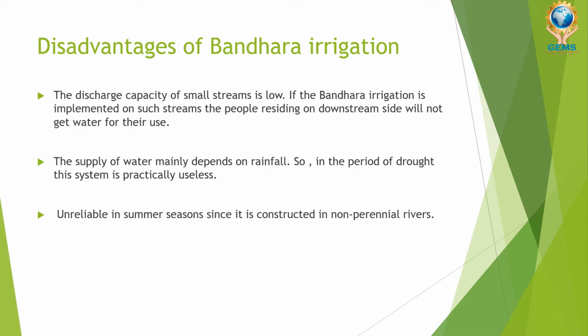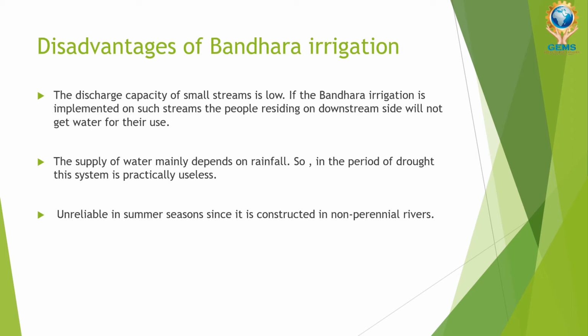We have seen the advantages of Bandra irrigation in the previous slide, and in this slide I am going to explain the disadvantages. Bandra irrigation has a very low discharge capacity compared to weirs. Weirs are greater structures than Bandra, and the discharge capacity is more in weirs. This is because if the stream flowing through that place has a low amount of water, the discharge capacity will be very low. If Bandra irrigation is implemented in such streams, then people residing on the downstream portion will not get water.